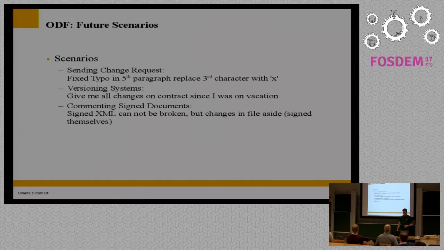So what scenarios do we have in mind? As I said, I can do it like in GitHub. I clone a read-only document and say, oh, by the way, there's a typo. You'd like to fix it. I only send this small change. Or if you have a contract, you return only the change, not the full contract with some kind of hidden changes I'm not aware of. You can exchange no longer only documents, but changes. This is very powerful. Also a versioning system like, give me all the changes since I was on vacation.